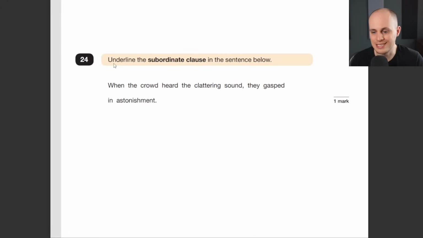Underline the subordinate clause in the sentence below. The subordinate clause starts with a subordinate conjunction. It's as simple as this. It's the bit that doesn't make sense by itself. "When the crowd heard the clattering sound, they gasped in astonishment." "They gasped in astonishment" is clearly a main clause, which leaves this part as my subordinate clause.